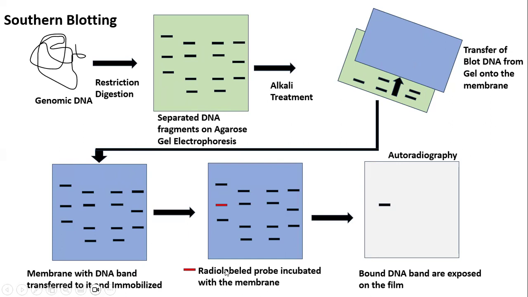The next step is you incubate the membrane with a radio labeled probe. So the probe is going to specifically bind at the DNA sequence that is complementary. And then after autoradiography, you're going to develop the band where the probe has attached, and then you can compare it with the original membrane as well as with the original gel, and you will be able to identify the DNA fragment, which you can cut out from the original gel.